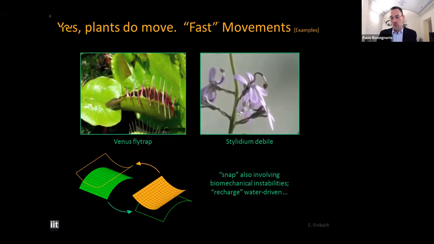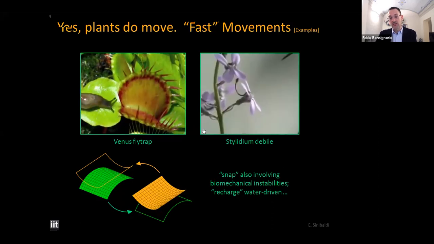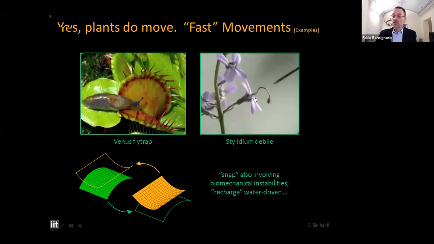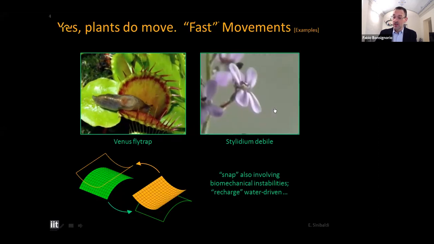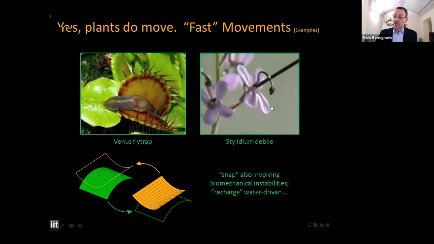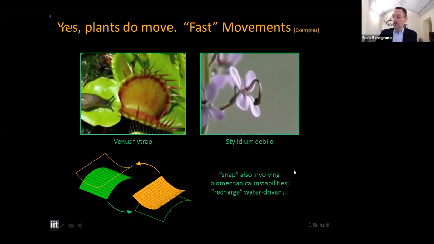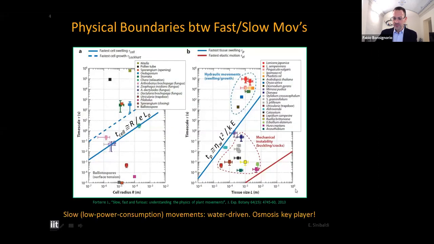However, whenever the Venus flytrap has to reopen the leaves, or this Lidium has to recharge this kind of catapult-like mechanism, this will occur over a longer time scale. So the reopening will be slow, like the previous movements. Why? Because it's purely water-driven. Indeed, there is a clear boundary between purely water-driven movements and movements also involving mechanical instabilities.